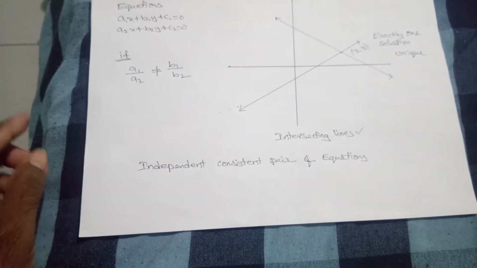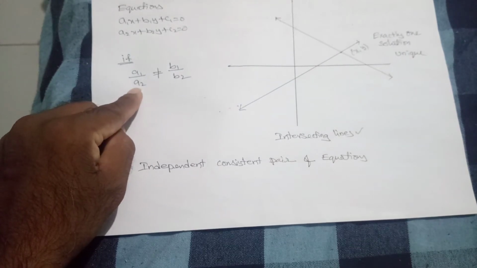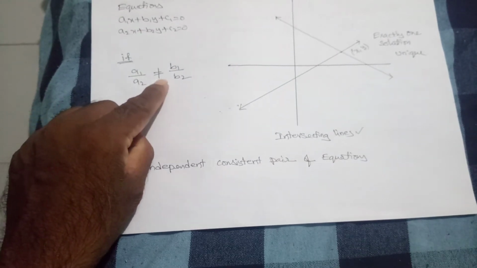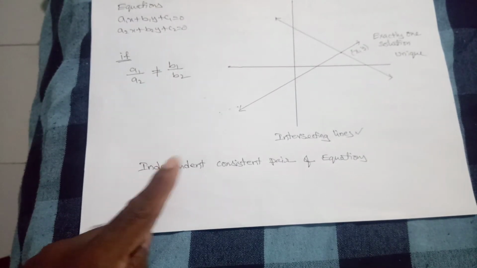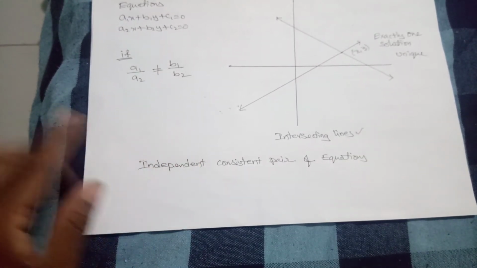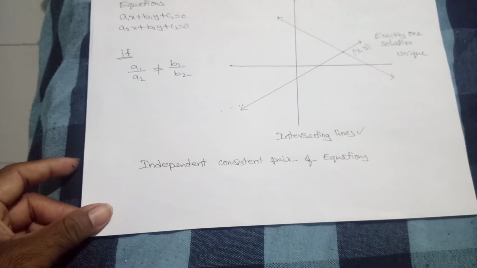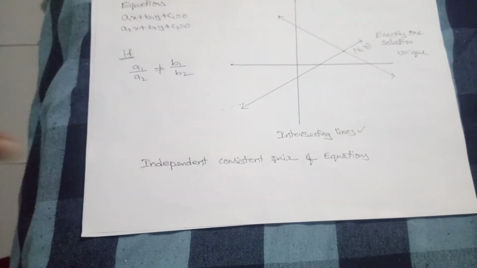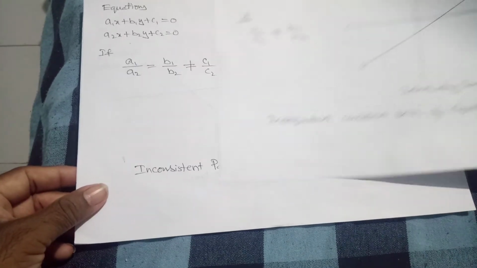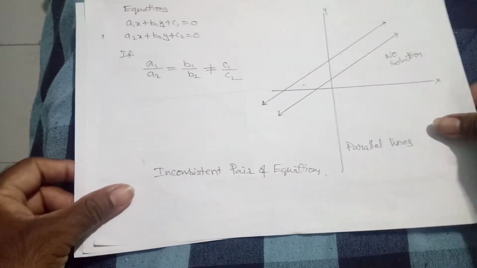Now if the ratio a1 by a2 is not equal to b1 by b2, then we call it an independent consistent pair of equations. So this is the word we have to use for these equations. Okay, let us see the second type of equations.